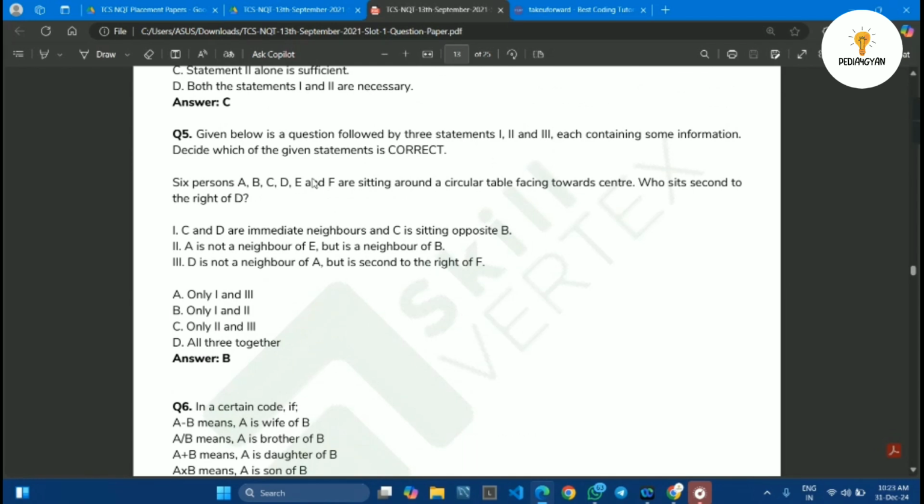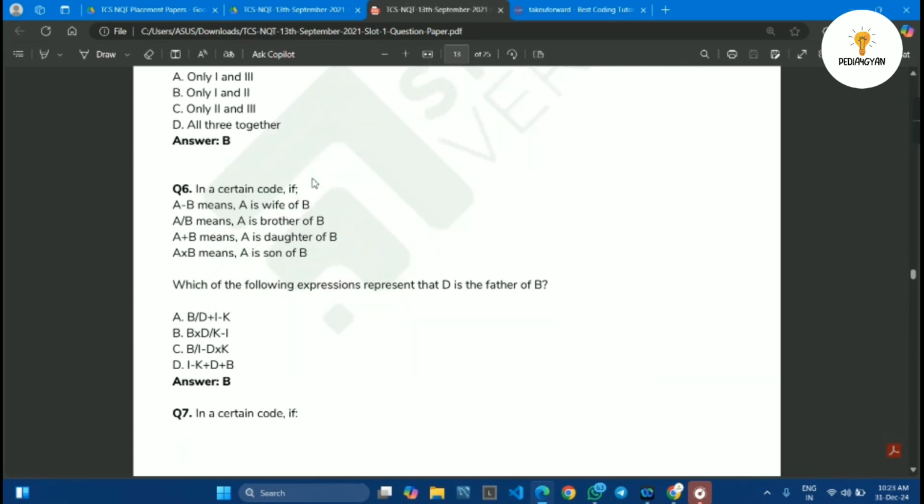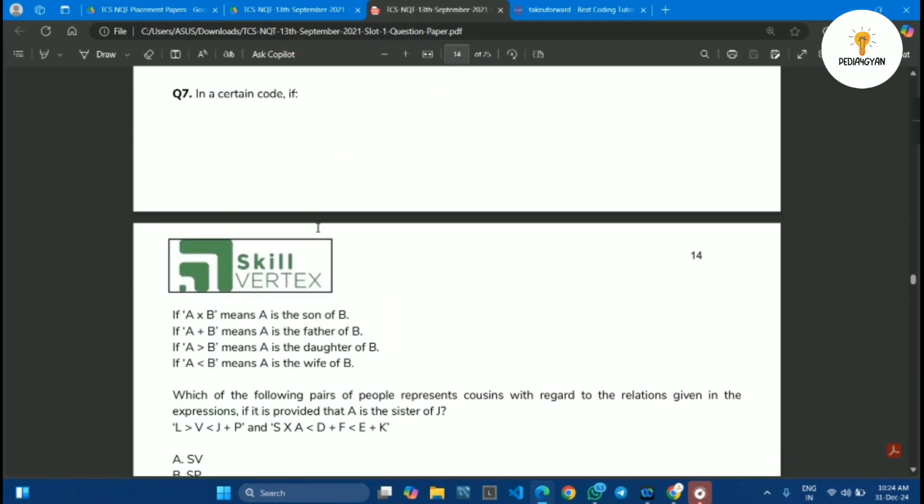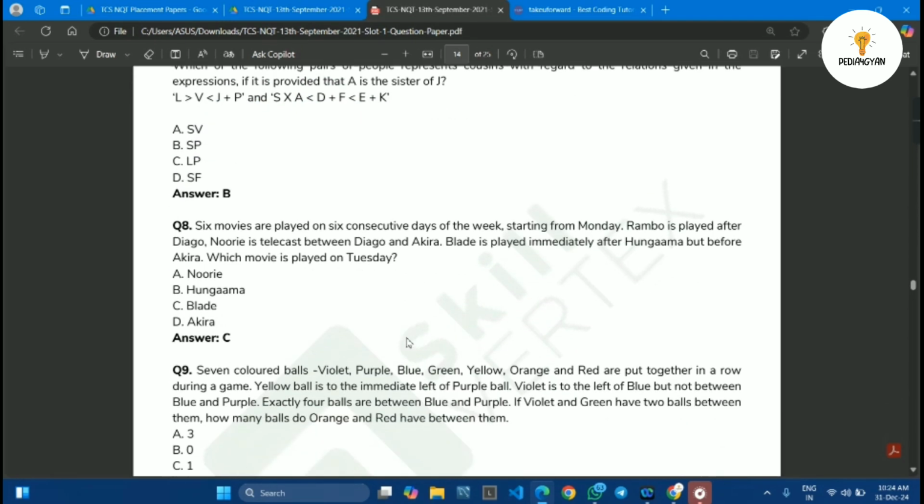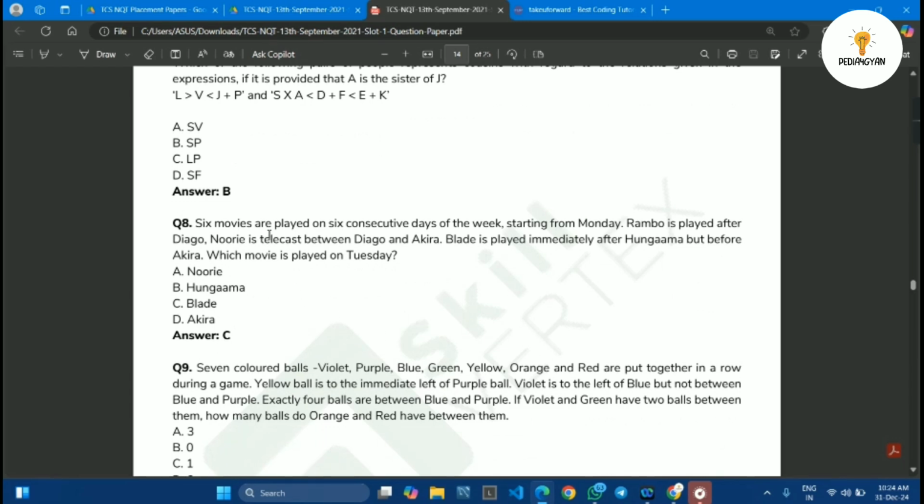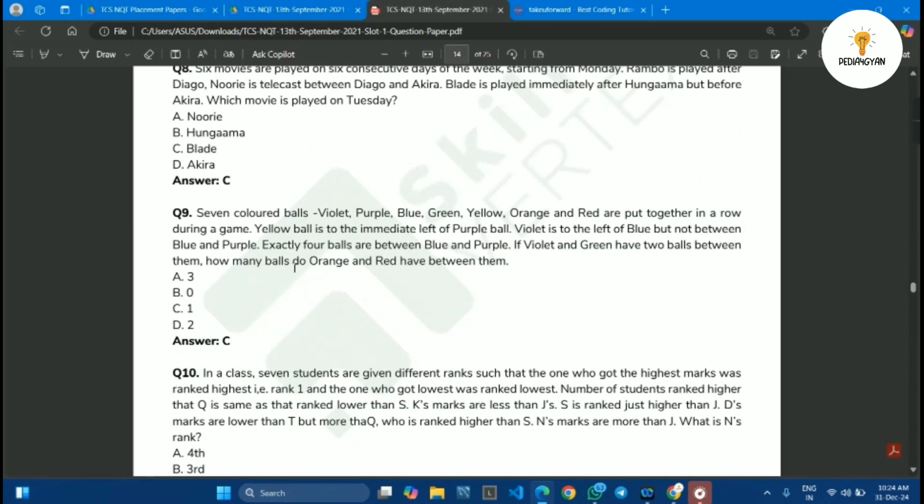Then the sitting arrangement, this is one of the important topics. Sitting arrangement and blood relation are main important topics. This question looks very big, but it is not that big. It is very easy. I'm not getting what topic this one is from.